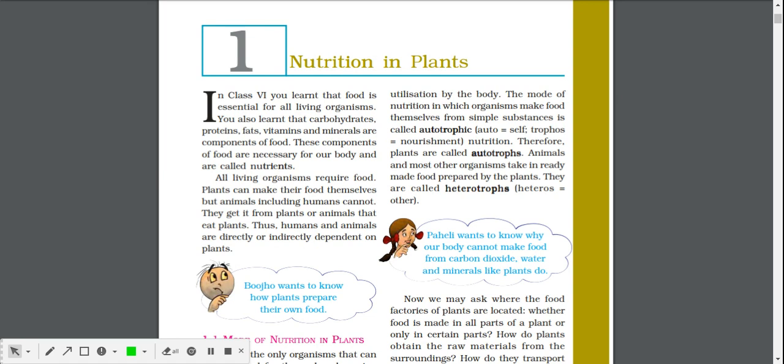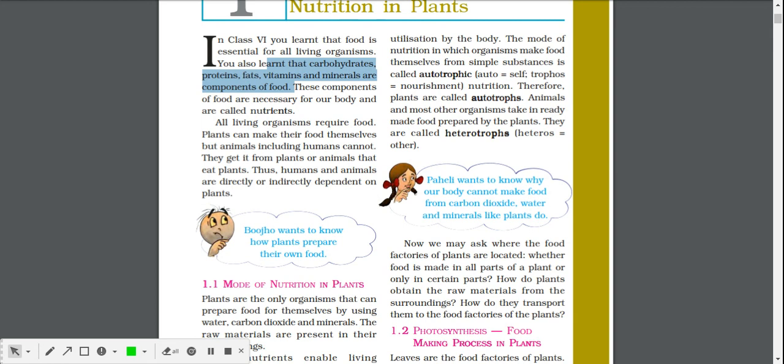In class 6, you have learned that food is essential for all living organisms. You need food for living, and for performing various life activities as well. So, what is there in the food? Carbohydrates, proteins, fats, vitamins, minerals are components of food. These components of food are necessary for our body and are called nutrients. All these components which are there in the food, we call nutrients, which are very much required for us and for carrying out various life processes.